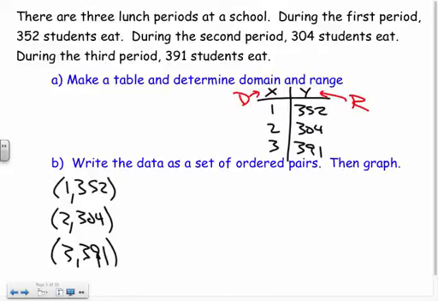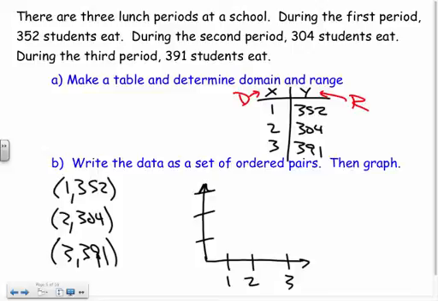Well, I don't need an entire coordinate plane. I could just use an L graph because I'm just working with positive numbers. And down here, I could just go 1, 2, 3, count them up. Over here, we're working just in the 300s. So let's maybe count this just a little bit differently.